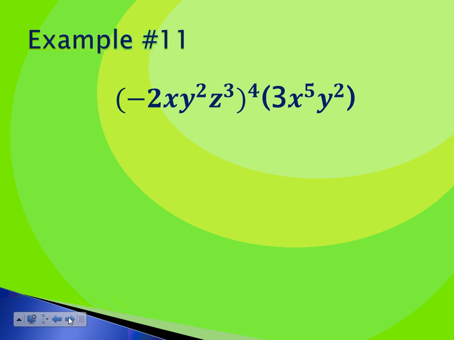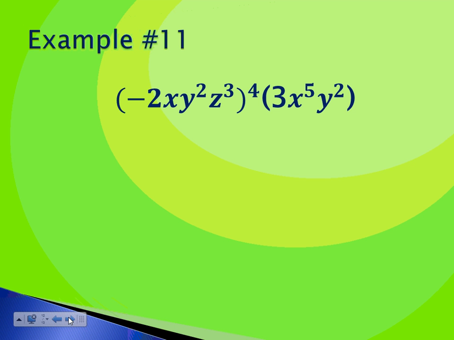How many properties do you know thus far? Two. What's one of them? The one where you see a number on the outside, and you raise a power to a power, and you multiply it to everything on the inside. That's one. And then the other one is when everything's being multiplied, you add the exponents.